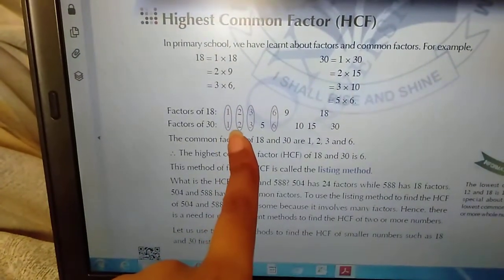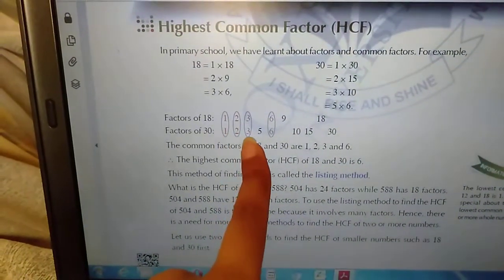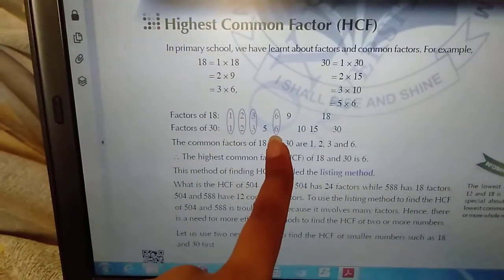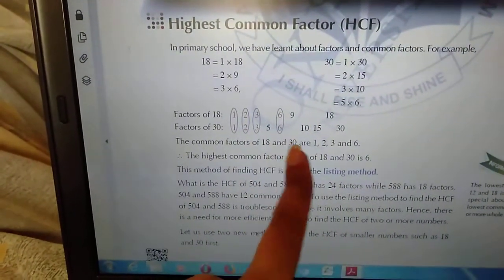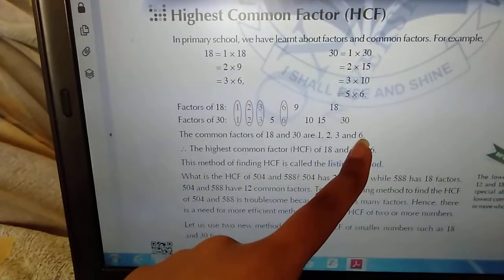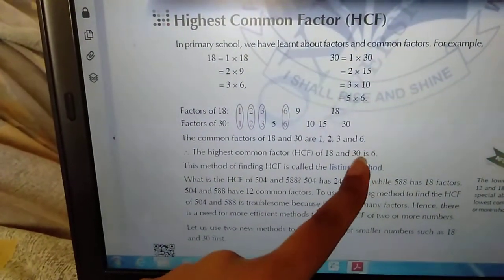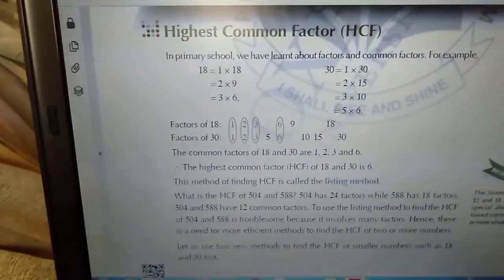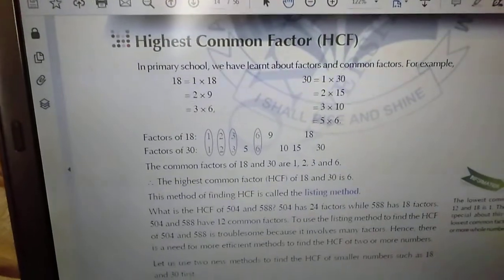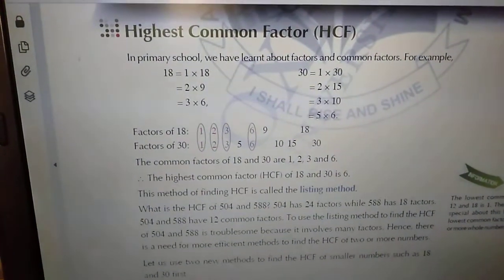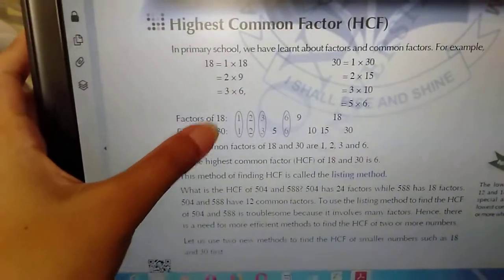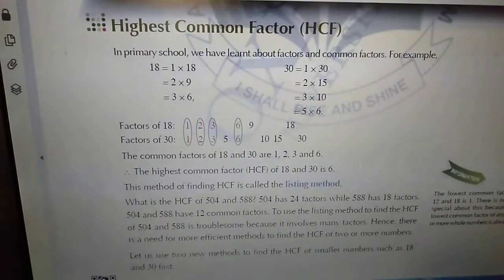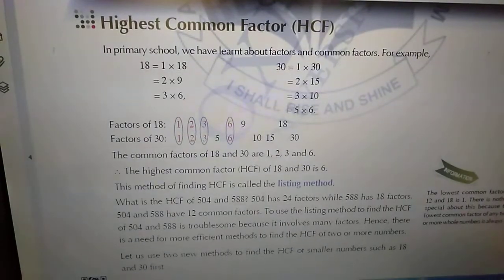Now we will take the common terms out. 1, 2, 3 and 6 are the common terms. Among them, which is the highest common term? It's 6. So HCF will be 6. From this you can come to know that the highest common factor is the highest of the common terms of these two numbers.